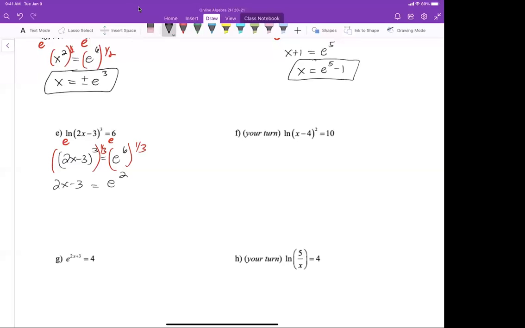Now I don't have to worry about plus or minus, because when I take cube roots of something, there's only one potential outcome. I don't have the ability to have both positive and negative as my inputs. All right, so I am still trying to find the value of x. I have to add 3 to both sides and then divide by 2, and I will get x equals (e squared plus 3), all of that entire quantity divided by 2.